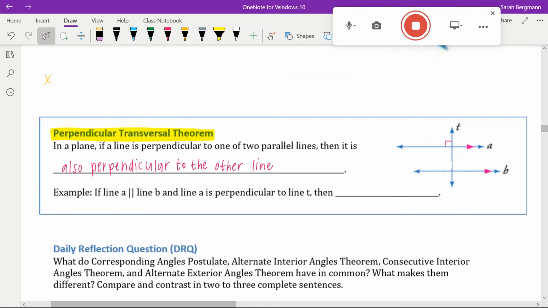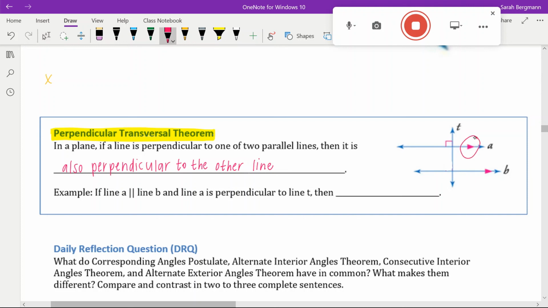Before I leave you today, I would like to tell you the perpendicular transversal theorem. It says that in any plane, if a line is perpendicular to one of two parallel lines, then it is also perpendicular to the other line. So for example, if we know that line A is parallel to line B, which is shown, remember, by these symbols here, and you also know line A is perpendicular to line T, shown by this right angle symbol here, then you can conclude that the transversal must also be perpendicular to the other of the parallel lines. So we can conclude that T must be perpendicular to B.